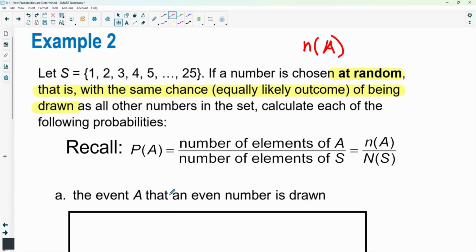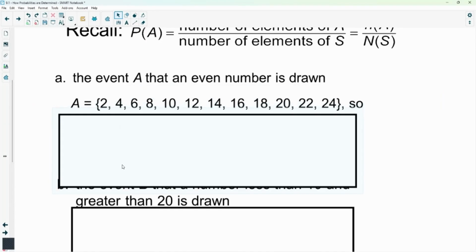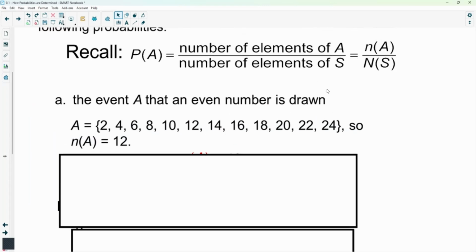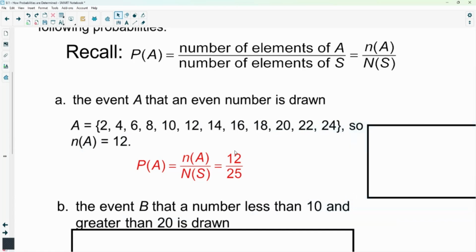Well, I don't know. For event A, you need to find the number of even numbers drawn. So you need to find all the even numbers from 1 to 25, right? The first thing you need to do is to label what A is. A will be 2, 4, 6, 8, 10, 12, 14, 16, 18, 20, 22, 24, right? So the number of elements in A is 12. And how many elements are in the sample space, because S is always for the sample space? We got 25, right? So that will be 12 out of 25, which is your probability of getting an even number drawn.